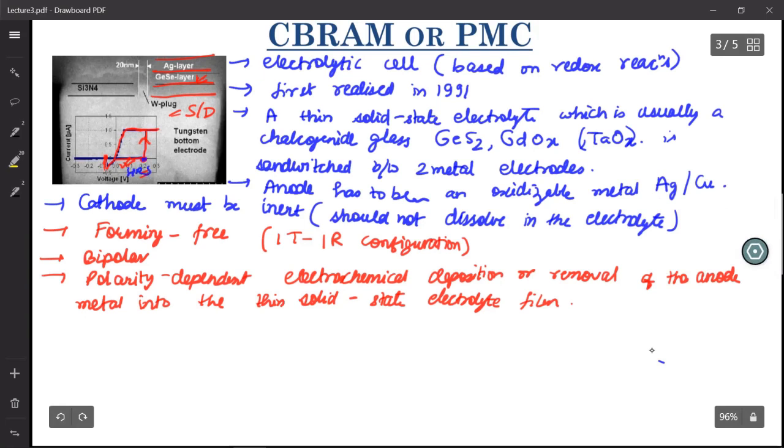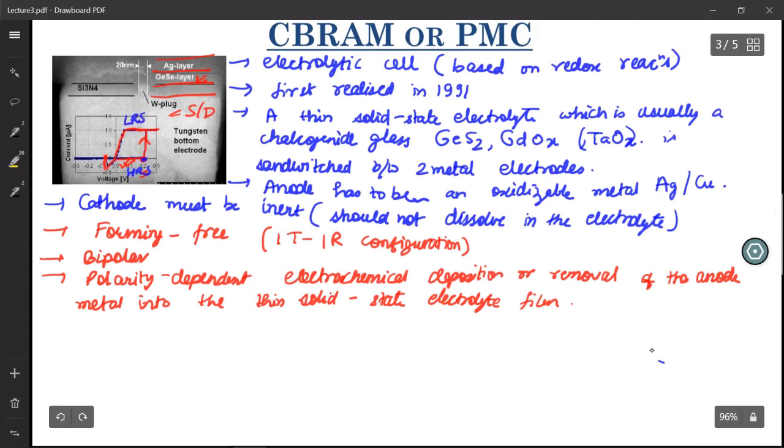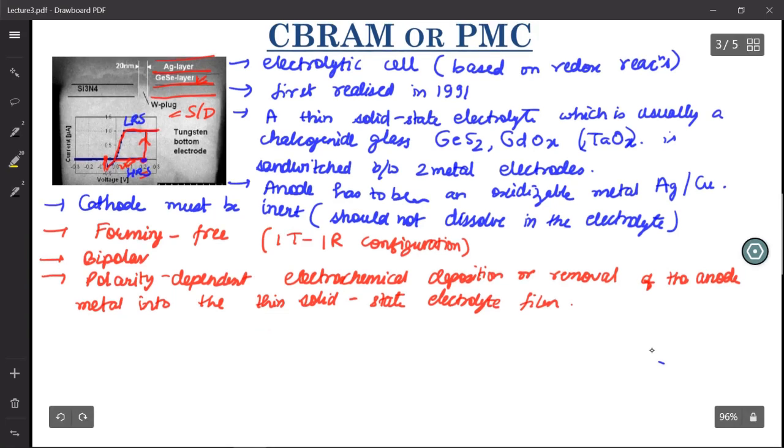The moment we hit the switching voltage, we switched to the low resistance state, and we controlled the low resistance state resistance with the help of a current compliance. Then we again started to sweep it in the opposite direction. We hit a particular voltage, which is the V reset, and then after that we converted from LRS to HRS. So that is what we did.